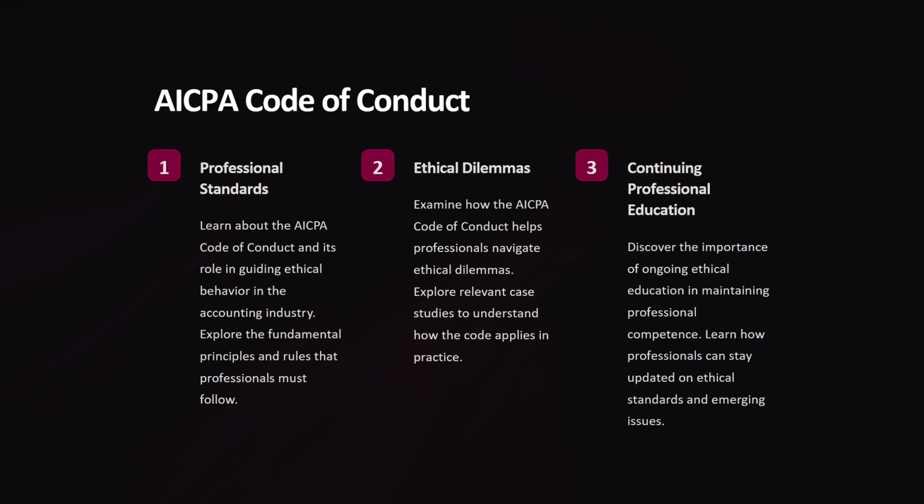Finally, we have the AICPA Code of Conduct. The AICPA Code of Conduct is a cornerstone of ethical behavior for accounting professionals. It sets the standards and expectations that practitioners must adhere to in their roles. This code provides the ethical framework that guides the actions of accountants. We'll explore the fundamental principles and rules outlined in the code, emphasizing their significance in upholding the integrity and credibility of the accounting profession. Understanding and following these principles is not optional, but a fundamental requirement.